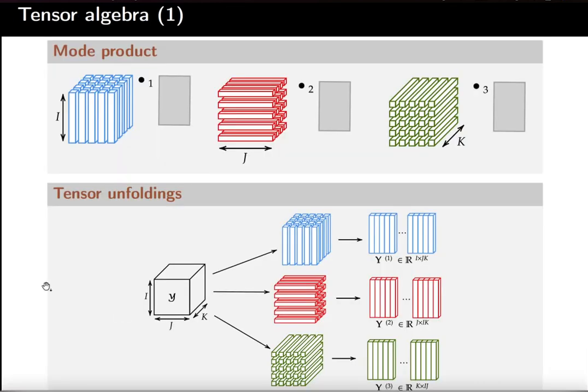Now, before going any further, I'd like to introduce 2 useful tensor operations that I will use during my talk. The first one is the mode product between a tensor and a matrix, and consists in multiplying the fibers that compose a tensor in one direction by a matrix. And this operation gives another tensor. Now, the second operation is called tensor unfoldings, and consists in transforming a tensor into a matrix by stacking the fibers of the tensor as the columns of the resulting matrix. Note that these 2 operations can be performed along all the dimensions of the considered tensor.